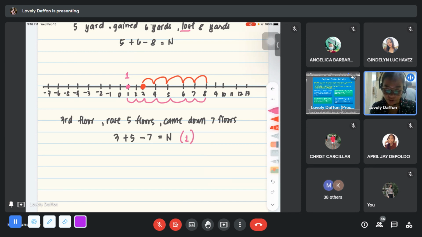So 3 plus 5, that's 8. 8 minus 7 is 1. At least we have seen the sense of the different signs. Okay, last one na po.